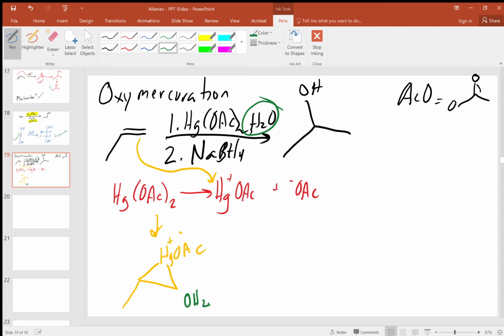But where is the water going to attack? Well, we have a three-membered ring that's positive. And we know that carbons are electron donating. So both of these carbons here and here are donating electron density to the positive charge. Well, of those two carbons, which one is going to bear more positive charge? It's going to be the one that's more substituted. So the water attacks that more substituted carbon of the three-membered ring and breaks the ring open.